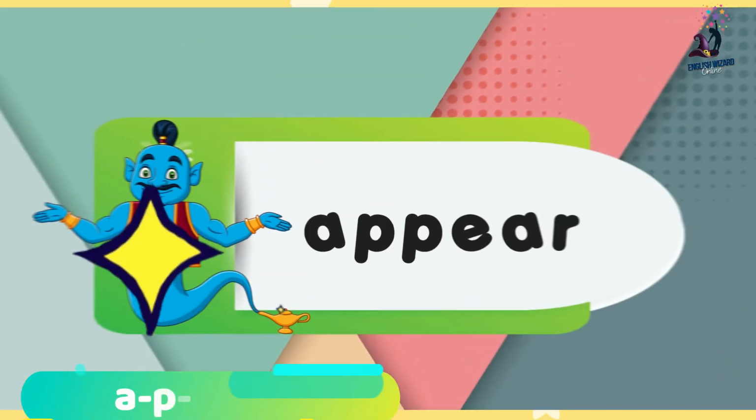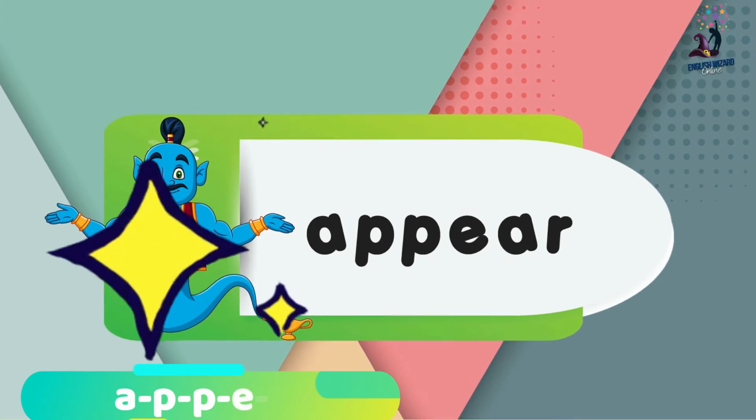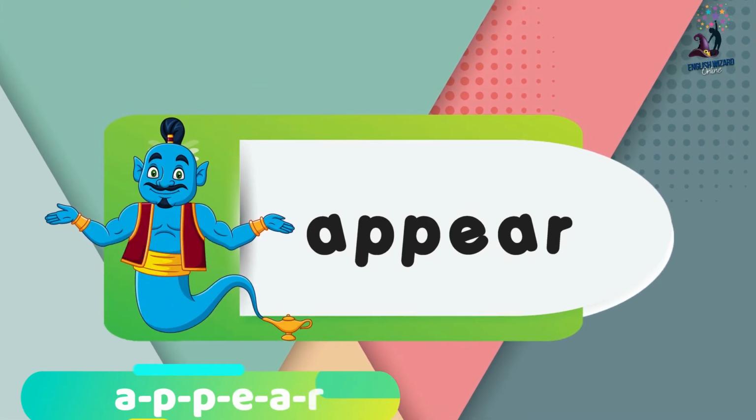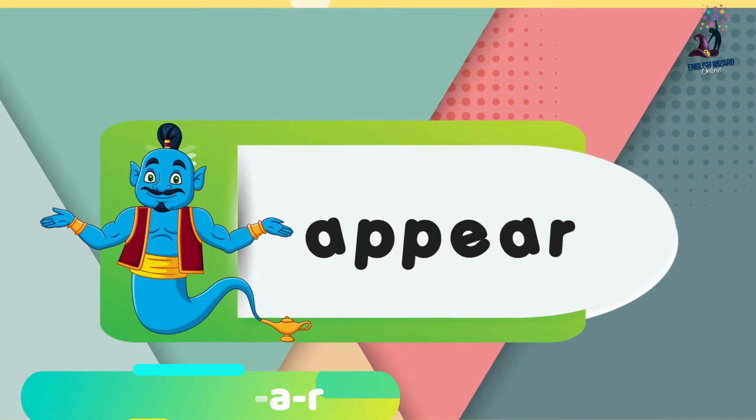Appear. APPEAR. Become visible or noticeable, typically without visible agent or apparent cause. The genie will appear if you rub the lamp.